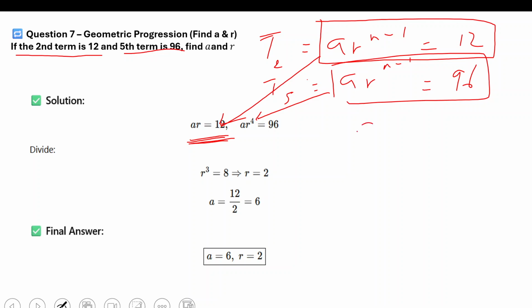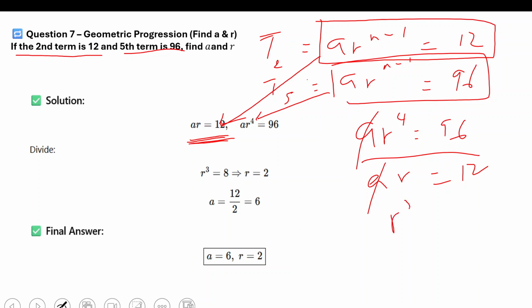Okay, so a r to the power 8 over a r to the power 4 is equal to 96 over 12, right? So this and this will cancel. Then I can get this divided by this: r raised to the power 3 equals 8, and r will give us 2.